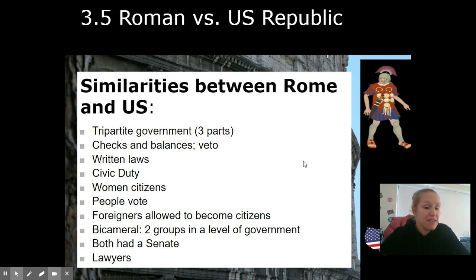All right, so we obviously both have three parts. We have checks and balances, the right to veto. We have written laws. We have civic duty. Women are citizens. People can vote. Foreigners are allowed to become citizens. We also have bicameral, which is two groups in one level of government. We both have a Senate and we both have lawyers at court proceedings.